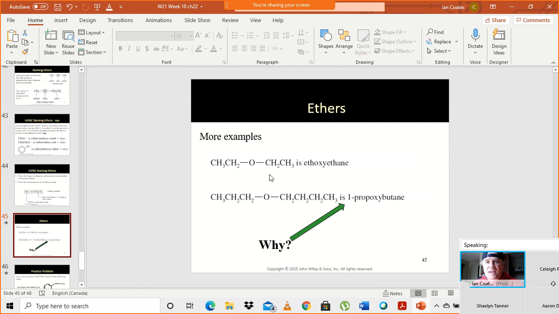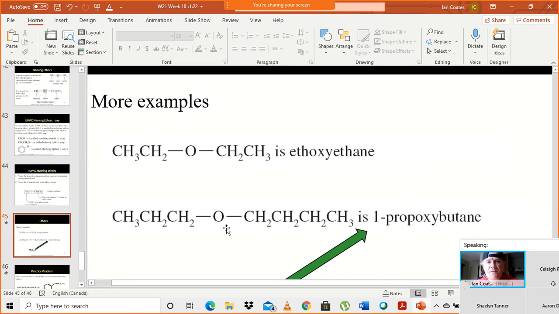More examples. Have a look here. You're going to name this. I got an eth and another eth. We saw this before, diethyl ether. But for the IUPAC name, eth, oxy, ethane. Longest chain is either of them there.